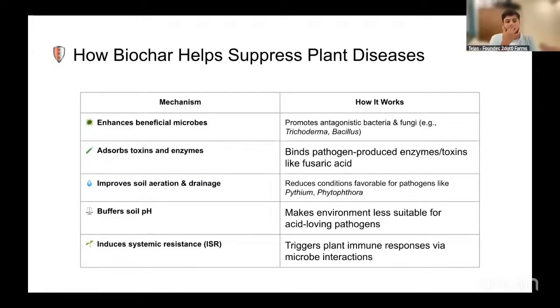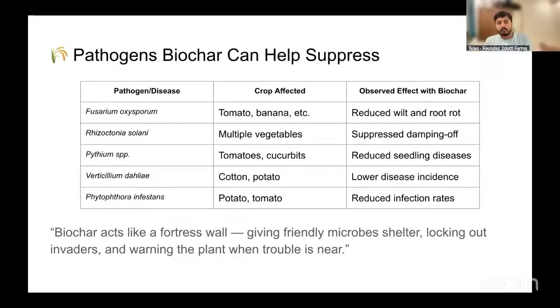How biochar helps suppress plant diseases, the mechanism and how those mechanisms work. Biochar enhances beneficial microbes, which promotes antagonistic bacteria and fungi, for example Trichoderma and Bacillus. It absorbs toxins and enzymes, binding with pathogen-provided enzymes and toxins, and improves soil health, aeration and drainage. It buffers soil pH and induces systemic resistance. This is a long-term immunity that happens.